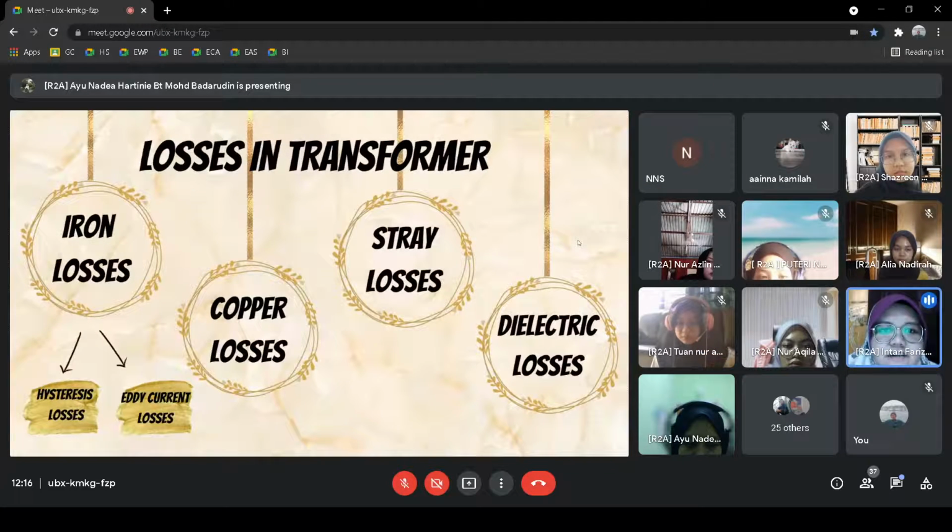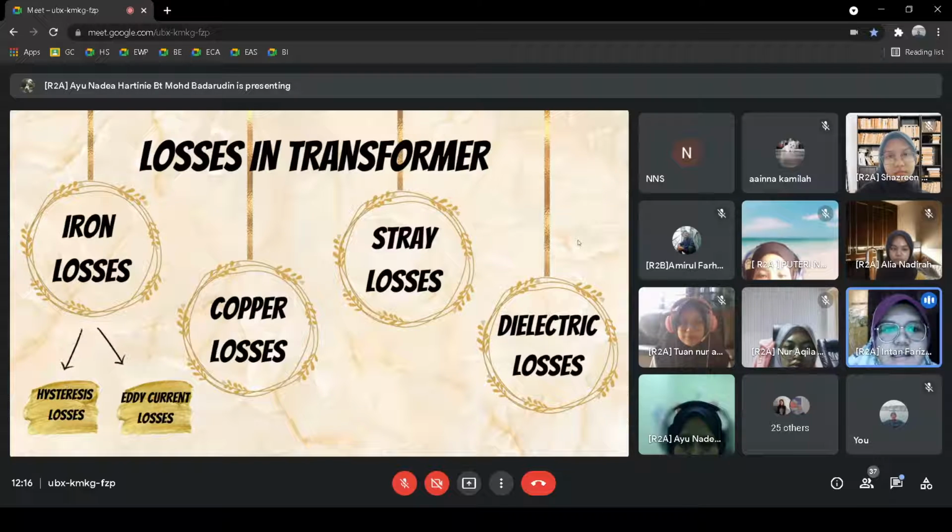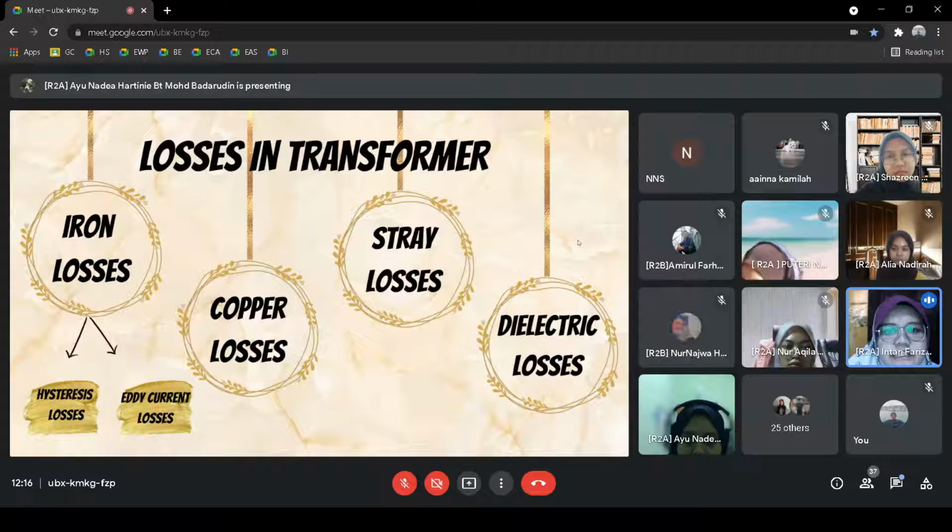This is the reason for losses in a transformer: iron losses, divided into hysteresis losses and eddy current losses, and copper losses, and there are additional losses, stray losses and dielectric losses. All these losses will be explained to all of you in detail soon.